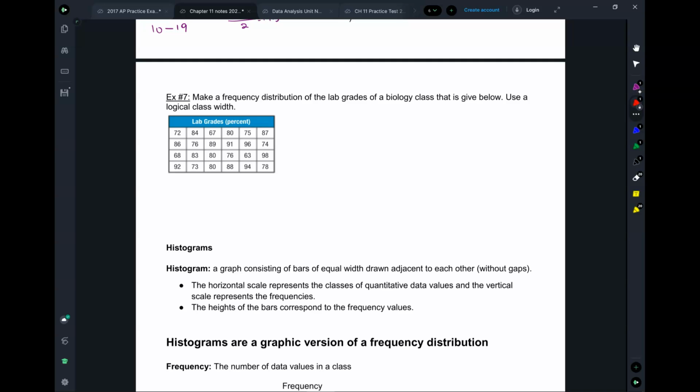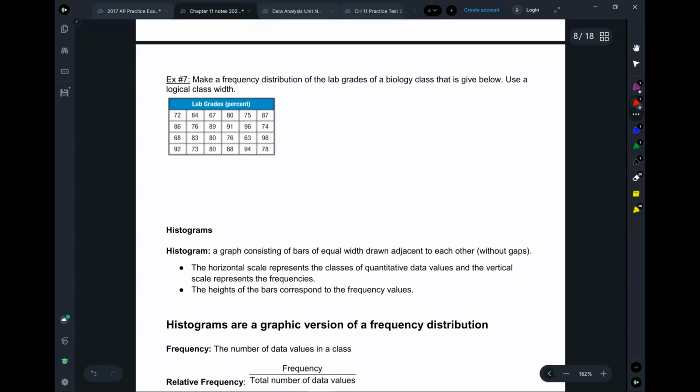Okay. All right, so I want to make a frequency distribution of the lab grades of a biology class that is given below. It says to use a logical class width. Most of the time you're not going to be given how many, because that's the whole point, is for you to decide. So let's take a look here.